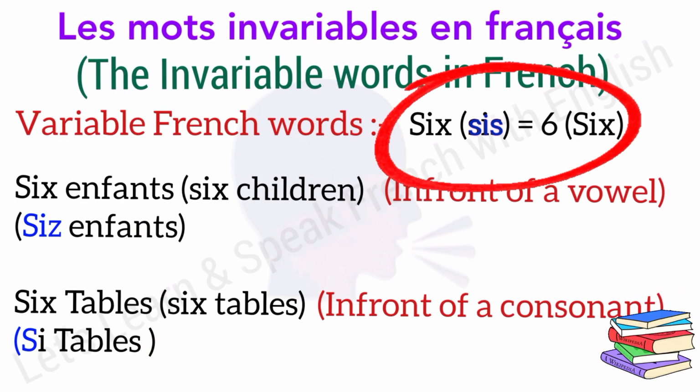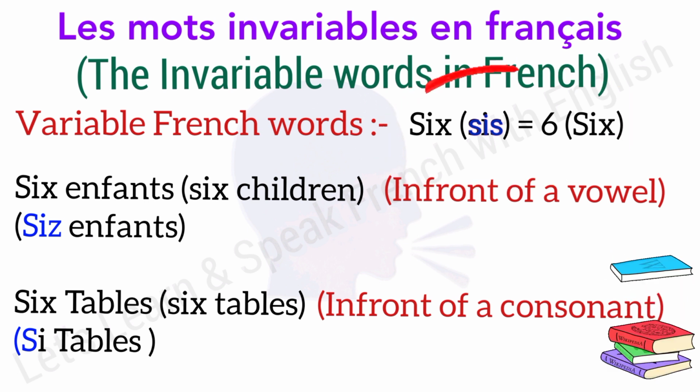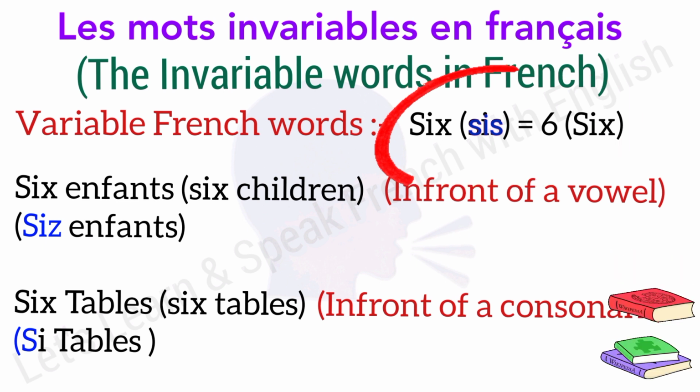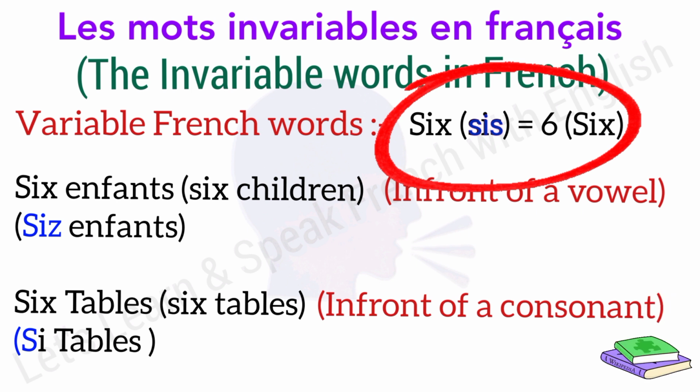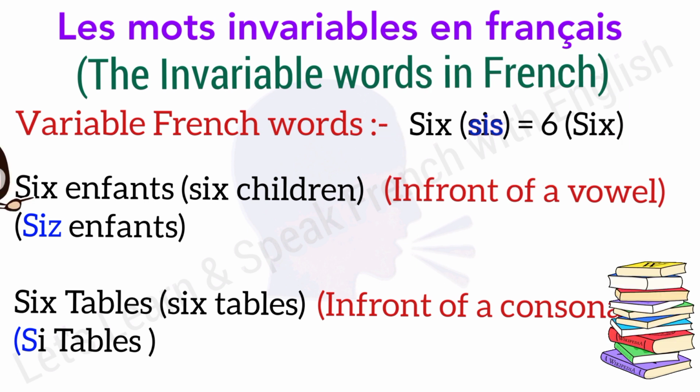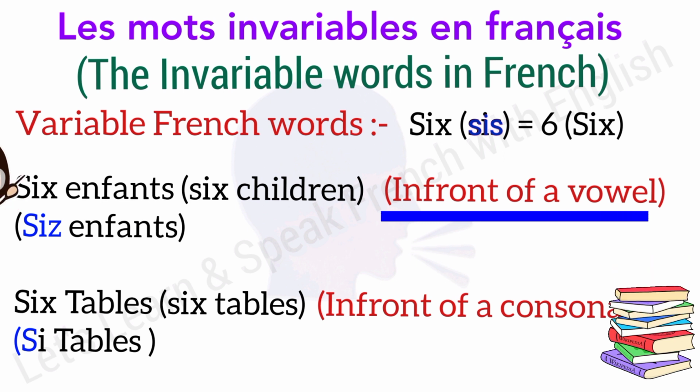Let us take one more example. The number 6 is written S-E-X and pronounced as six in French. When this word six is written at the end of the sentence or when it comes alone, it is pronounced as sis. Whereas this word takes a different pronunciation when it comes in front of a vowel sound. For example, six enfants, 6 children. This should be pronounced with the liaison: six enfants.